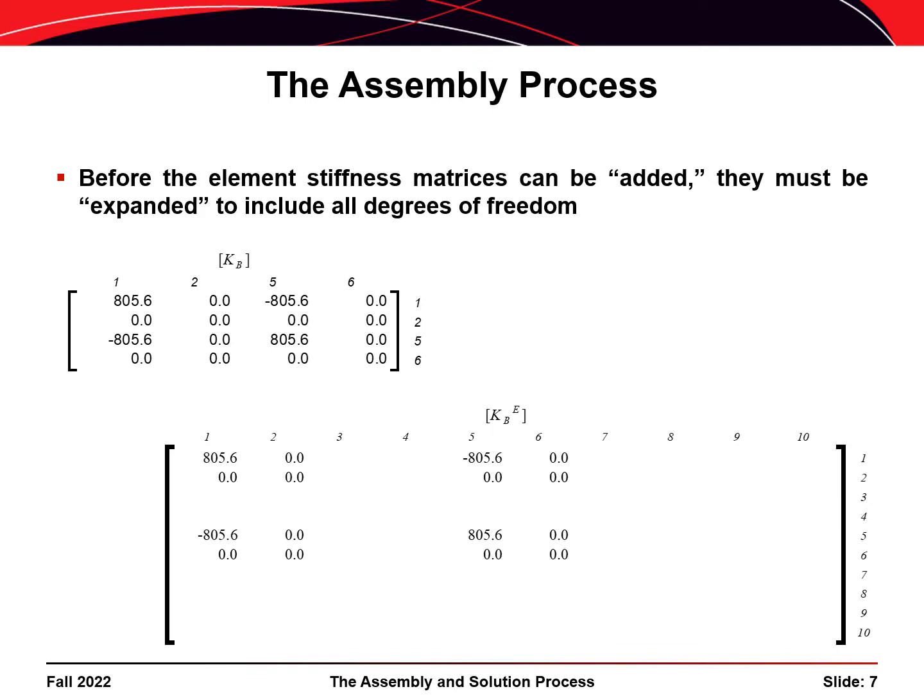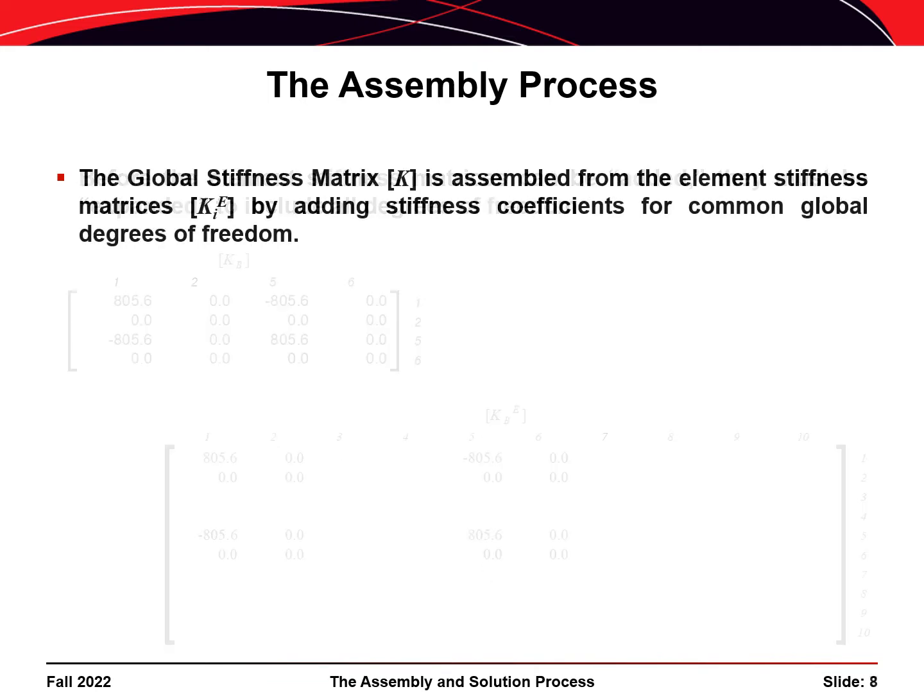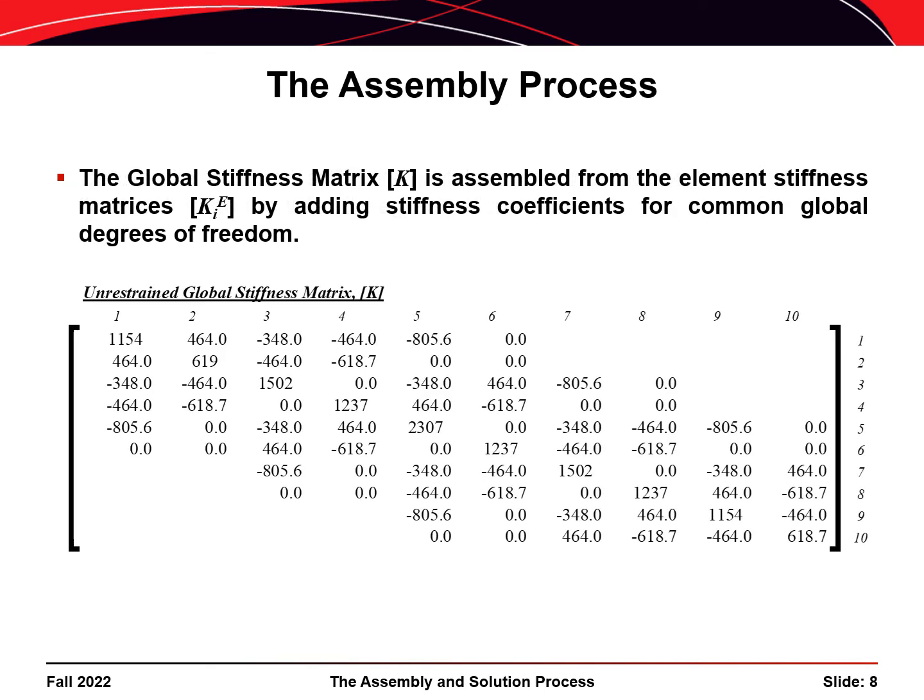I refer to these new matrices as the expanded element stiffness matrices. Each of them still includes their 16 original stiffness coefficients, but by expanding them from 4 rows and columns to a matrix that includes all structure degrees of freedom, we have prepared them to be added together to form the global or structure stiffness matrix. After all of the element stiffness matrices have been expanded, the last step in the process is to simply add the expanded element stiffness matrices together to form the global structure stiffness matrix.